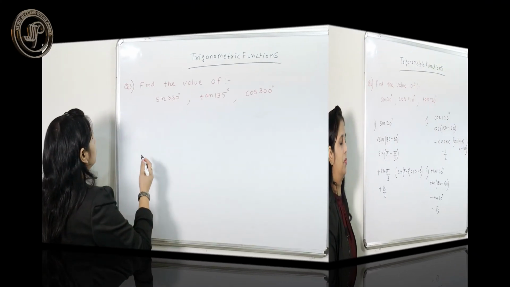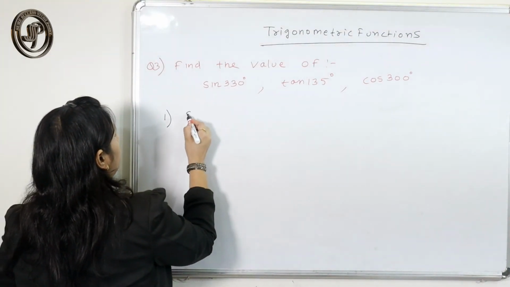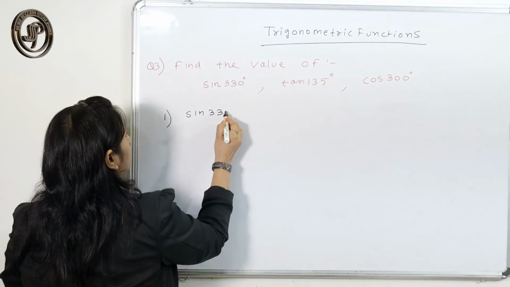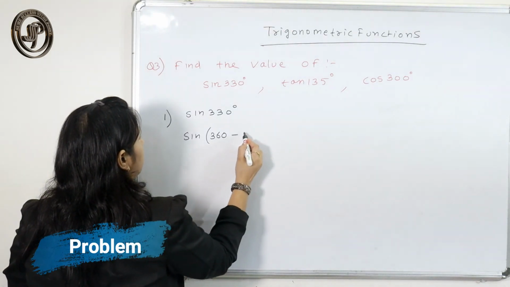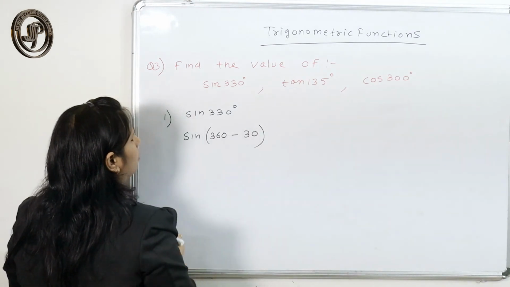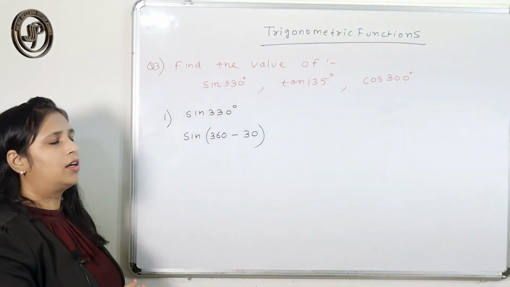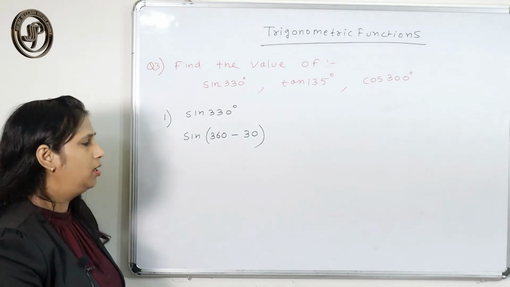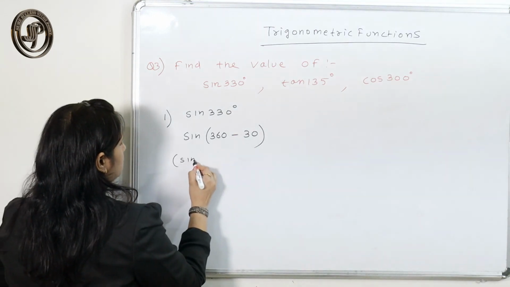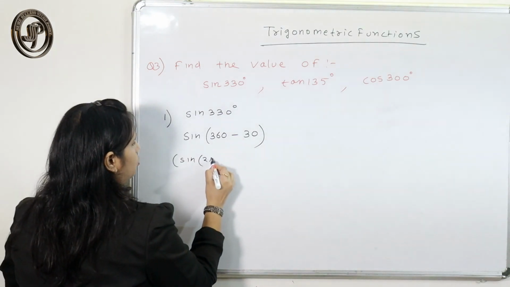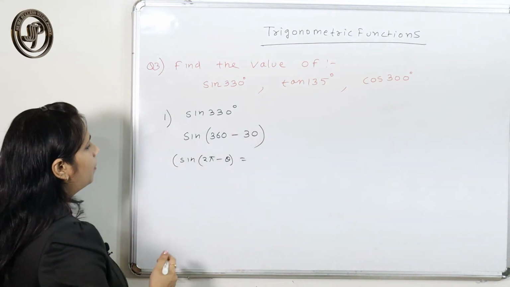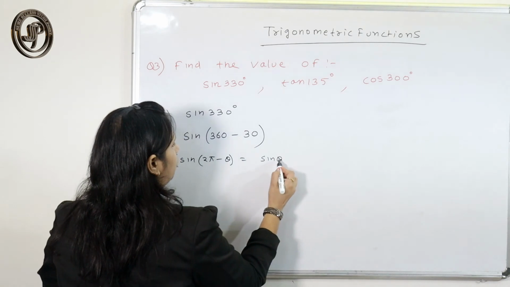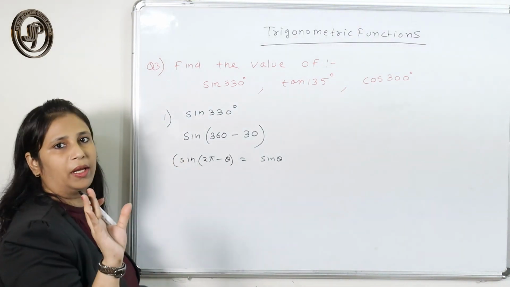Okay. So here you have to find the value of sine 330 degree. What can you write sine 330 as? You can write 330 as 360 minus 30. Now use the formula, sine 360 meaning 2 pi. What is sine 2 pi minus theta? Sine 2 pi minus theta is sine theta, because with 2 pi sine will remain as sine.